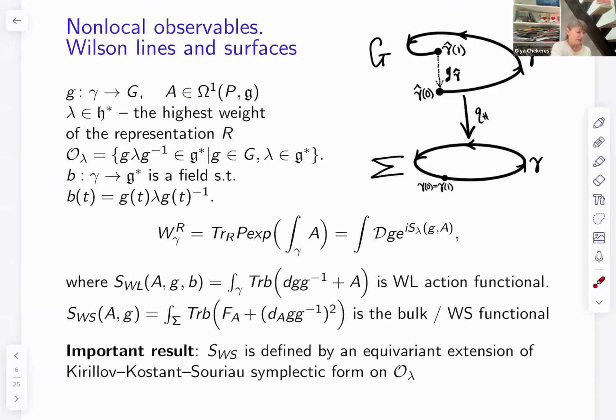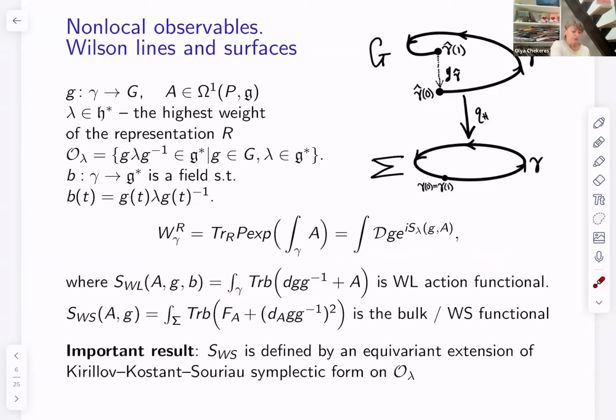But more precisely, it has the following properties: it takes that representative lambda and conjugates it by the group element. So actually, the field B takes values not in the entire g-star, but it is constrained to take values in the orbit. And then there was this path integral defined, which corresponds to the partition function for the Wilson line. And the action for this path integral is given by the following formula.